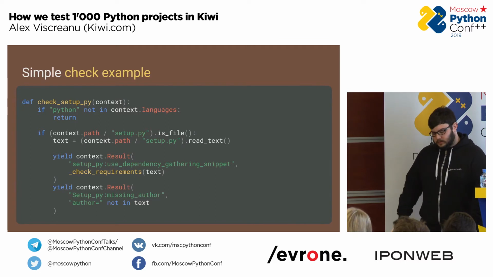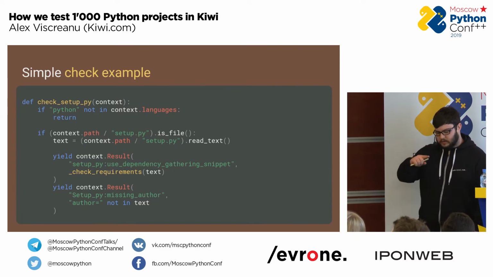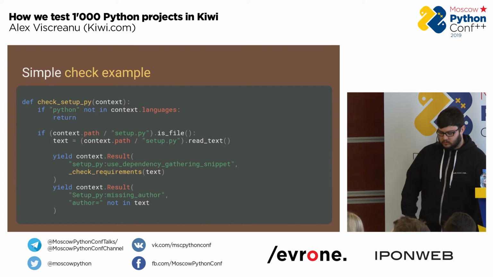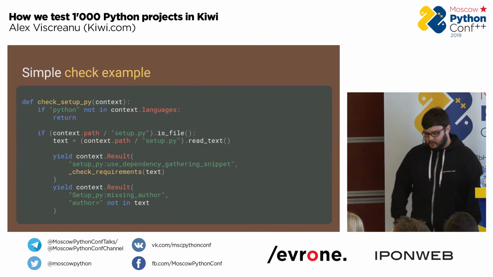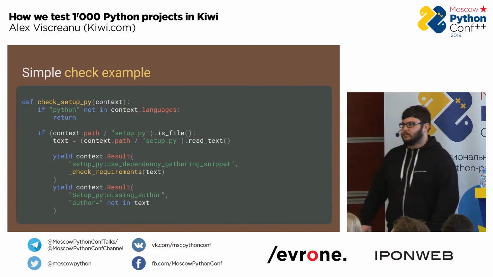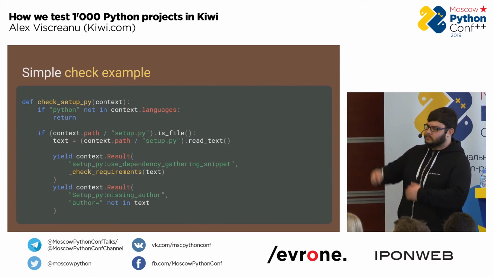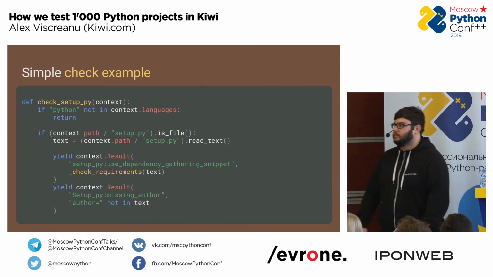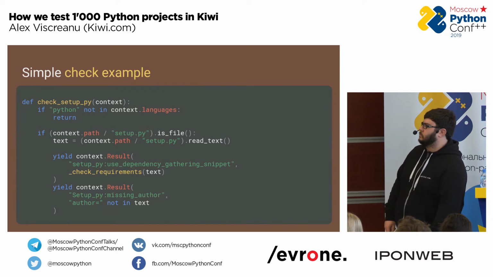some snippet has to be used. That's done from another function. Right now I'm not remembering what that function does. And the other one, which is just missing an author. Of course, this check is much larger, but it just didn't fit and didn't make sense. The point is to see how simple it is to write a check there.